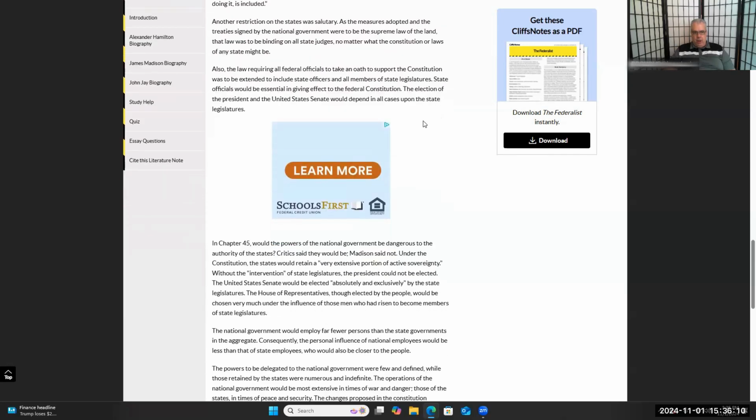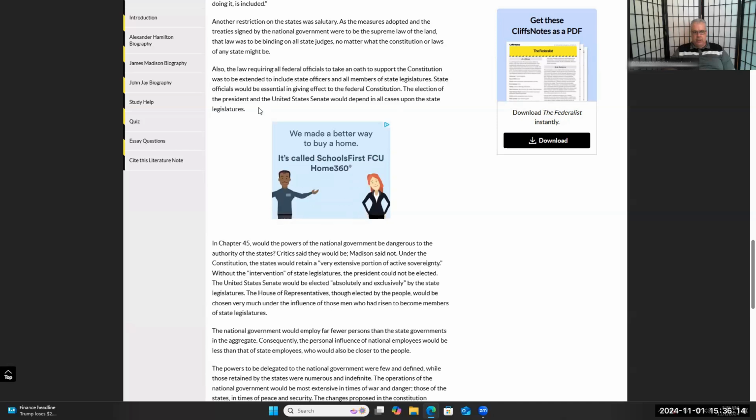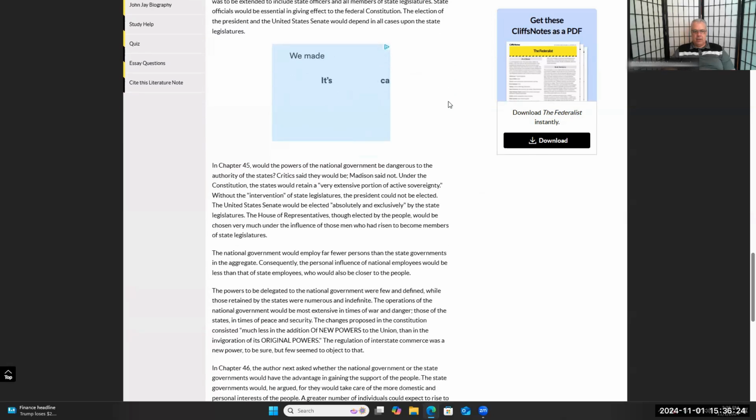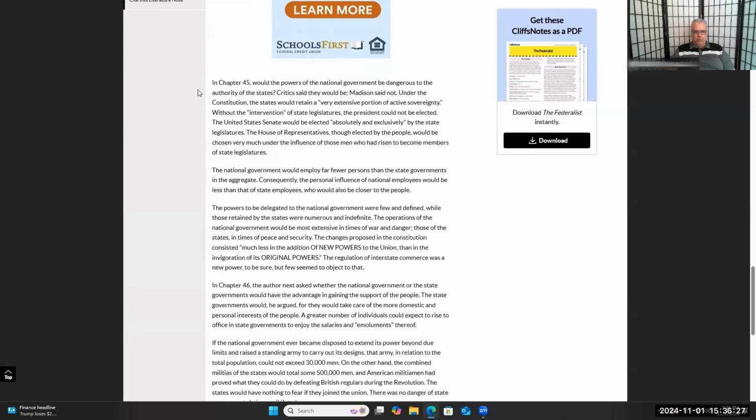Also, the law requiring all federal officials to take an oath to support the Constitution was to be extended to include state officers, all members of legislation. State officials would be essential to giving effect to the federal Constitution. Election of president and of the United States Senate would depend in all cases upon state legislatures.